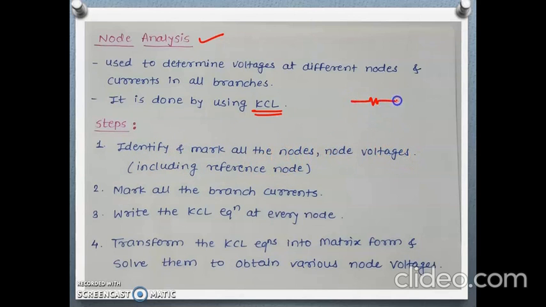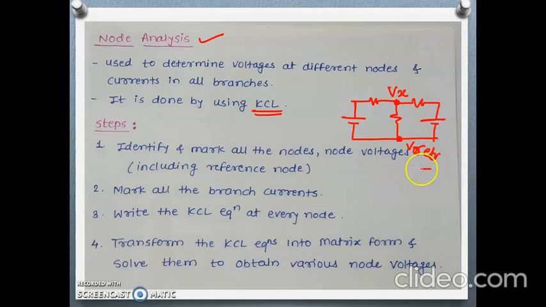Suppose this is the circuit given. Then what will we do? Identify and mark all the nodes. This will be a node, and this will be a node. This is the voltage source, so identifying this, Vx will be here, and this is common for all branches, so this will be the reference node, V0 or V reference. In this way, we can identify and mark all the nodes and write their node voltages.